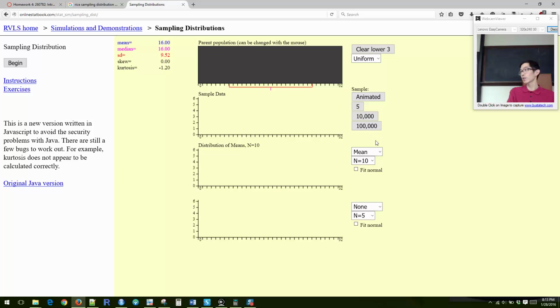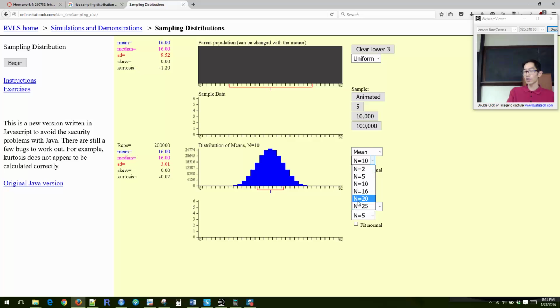We're going to take samples of size 10. What do you think it's going to look like? Also a hill, with a smaller standard deviation. And then I'll just jump up to samples of size 20. And this is very much like the normal distribution. Or it actually is the normal distribution at this point. So with the uniform, we ended up getting a normal distribution looking thing.